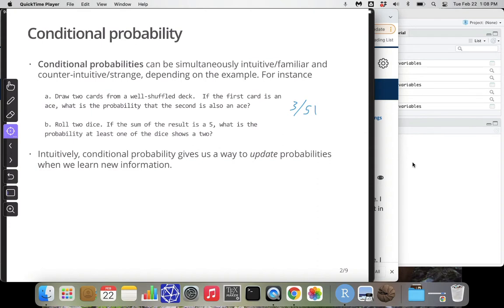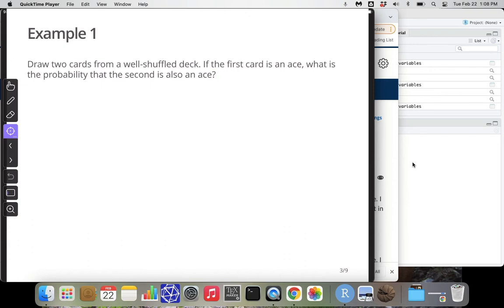So what's the deal? Well, intuitively, conditional probability gives us a way to update probabilities when we learn new information. And we saw this in our first example. So what did we do? We learned that we pulled one ace out of the deck. That changes the probability of drawing an ace on our second pull.